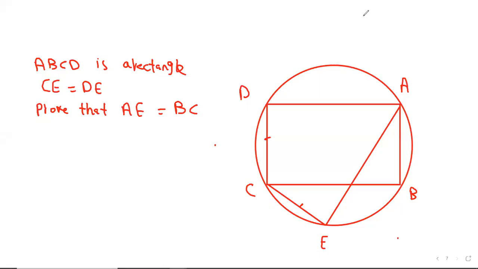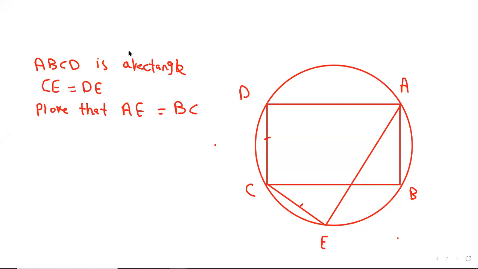ABCD is a rectangle inscribed in a circle. Draw the chord CE, where CE equals AD, as you see here. Prove that the line segment AE equals BC.